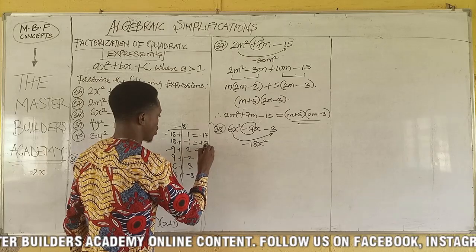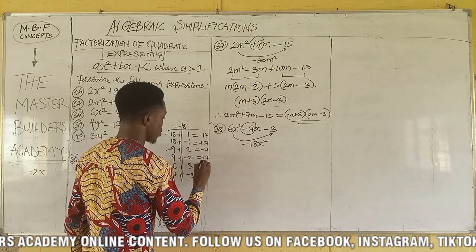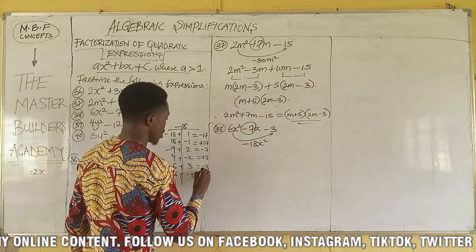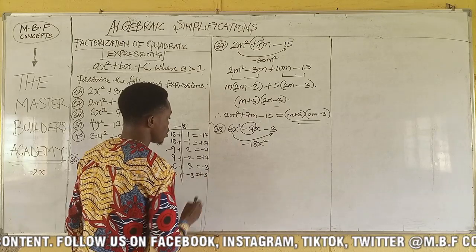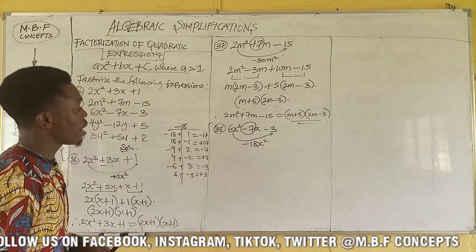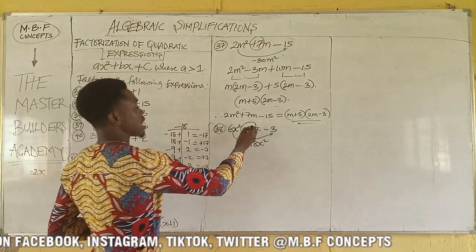This will have given us minus 7. This will give us positive 7. This will give us minus 3. This will give us positive 3. So now, this question we have here, we have the middle term to be minus 7.